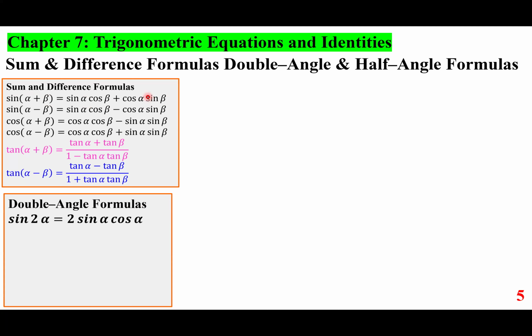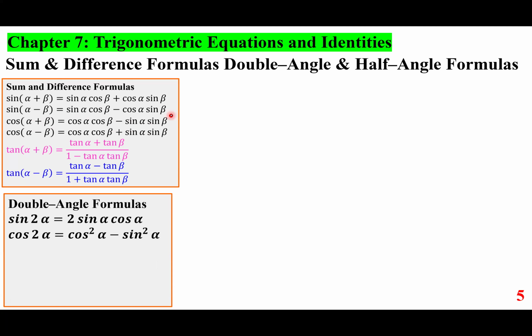Same thing here. If I want cosine of 2 alpha, I'm going to change this to alpha. I get cosine of alpha plus alpha: cosine alpha cosine alpha minus sine alpha sine alpha. So it's cosine squared minus sine squared.